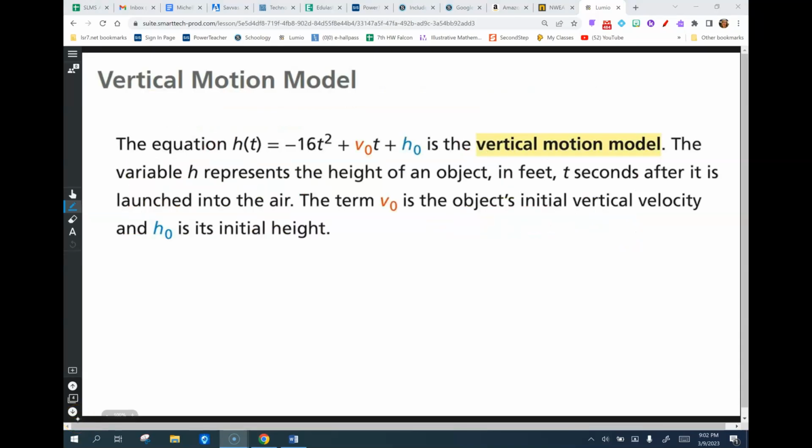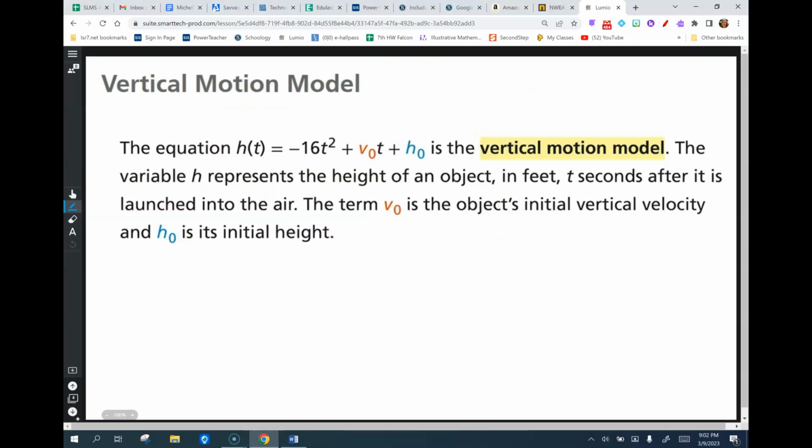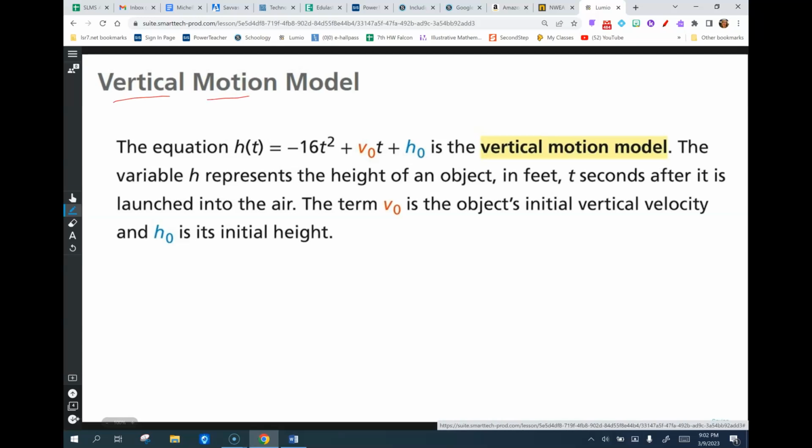So the next thing we're going to take care of is what's called the vertical motion model. And the equation for the vertical motion model is this right here. So you're going to want to write that down. This is the model for vertical motion. And when we talk about vertical motion, we're talking about throwing a ball up in the air or dropping something off into a well, or lots of different things.